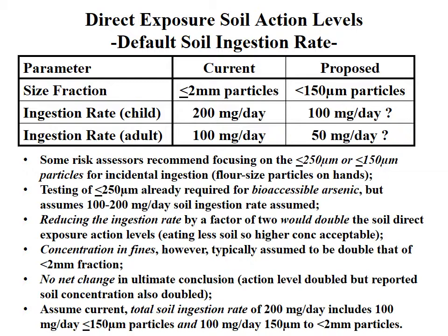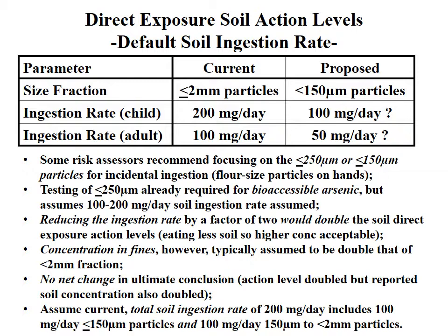Some risk assessors now are recommending that for direct exposure concerns, we should focus on the really fine fraction, not the coarser particles, because the fine fraction is what children especially are most exposed to. So they're talking about the less than 250 micron fraction or even 150 micron size particles to focus on for incidental ingestion. This is flour-sized particles that tend to stick to your hands. This has a lot of important implications because now we're focusing on the really fine-grained particles. The soil ingestion rate is going to be lower.